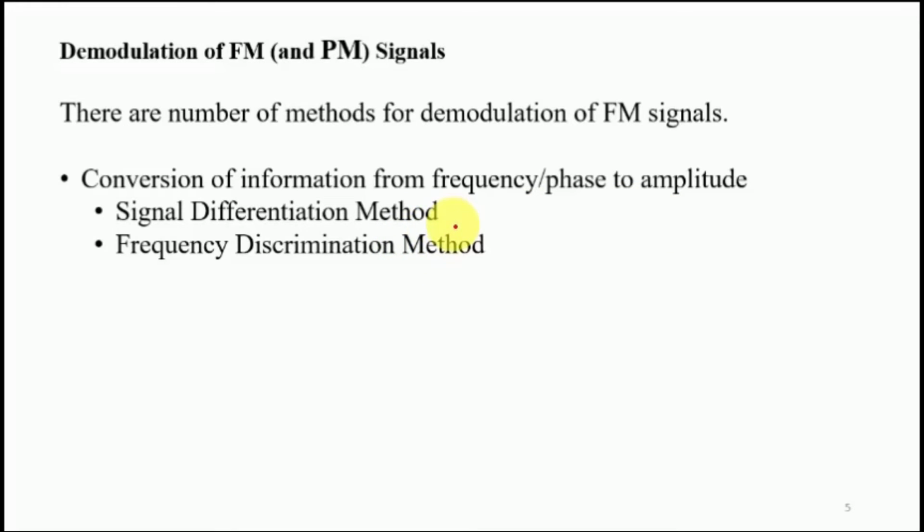Specifically, we have two such methods which do this conversion. The first one is the signal differentiation method. Another one is the frequency discrimination method. We also have a phase lock loop, and moreover there are other methods such as balanced zero crossing FM detection. In zero crossing, you count the number of times a given signal crosses 0, right? Presently our focus is on these two methods.